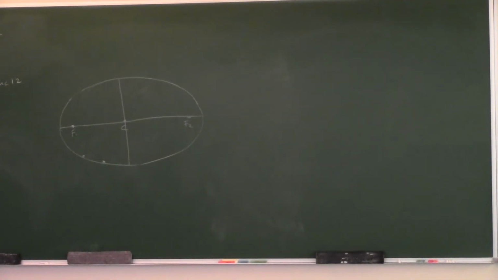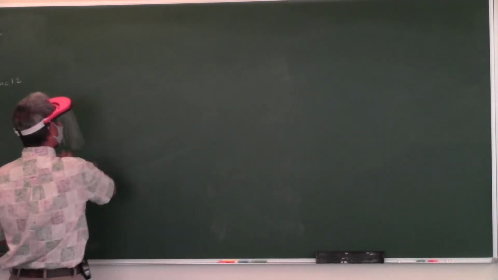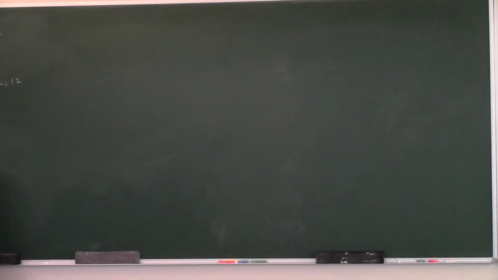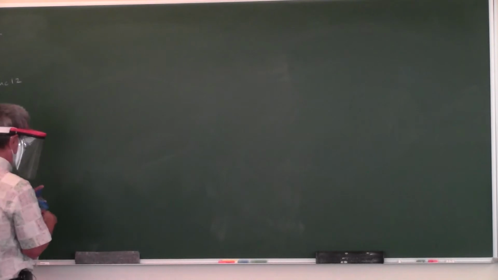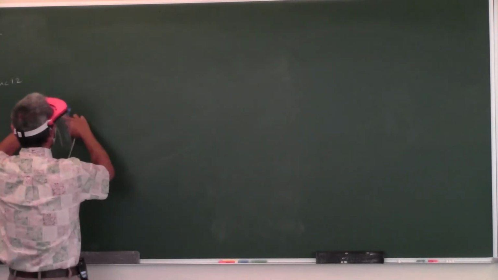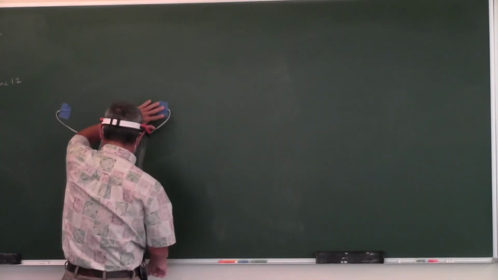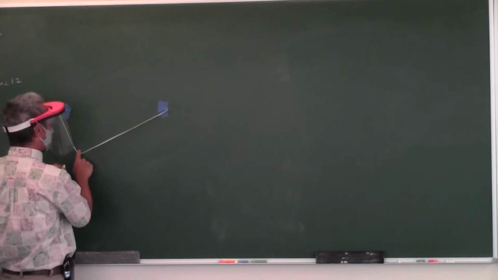All right, what is the definition of an ellipse? The definition of an ellipse is the set of points in a plane such that the sum of the distances from two fixed points is constant. So, let's say you have two fixed points, one over here. Fixed means it doesn't move. And one over here. And the length of the string is constant.